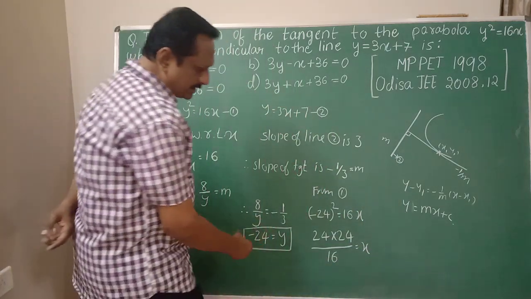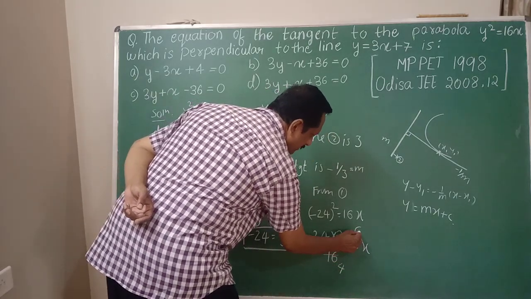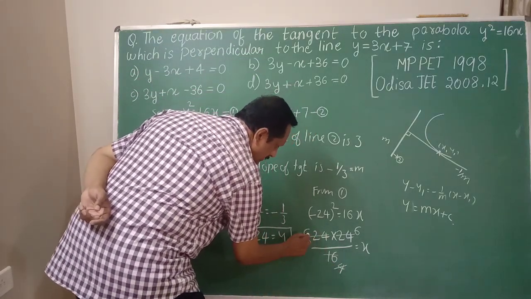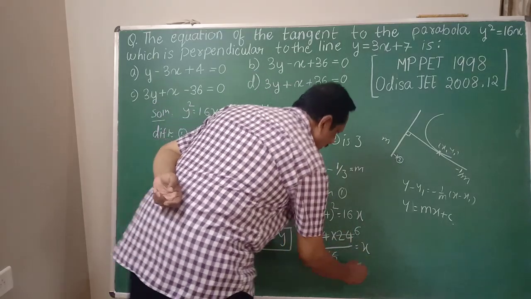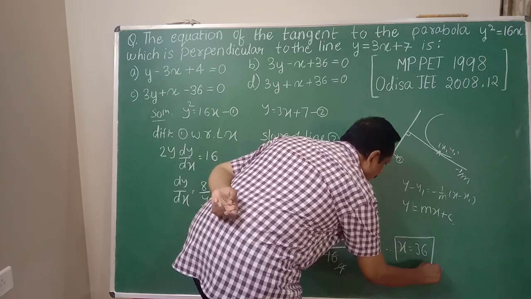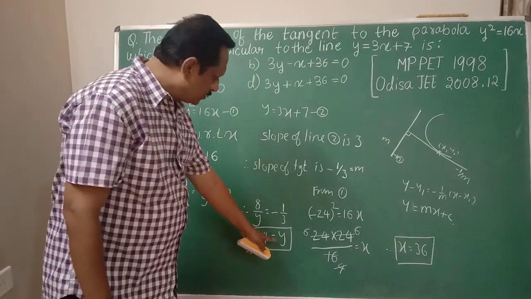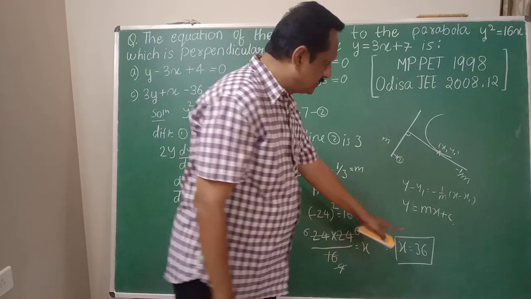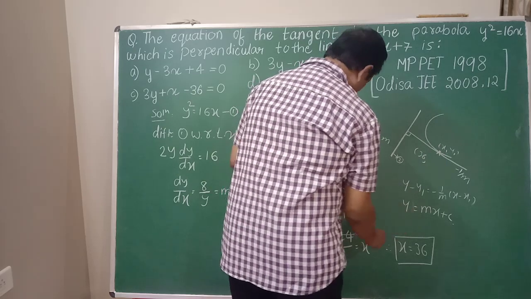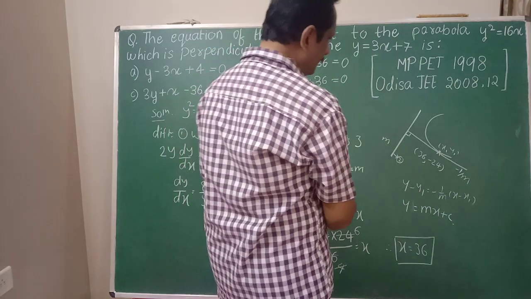Then you can cancel: 4 fours are 16, then 4 sixes are 24, 6 sixes are 36. So x is equal to 36. Here y is equal to minus 24 and x is equal to 36, which means the point of contact is 36 comma minus 24.